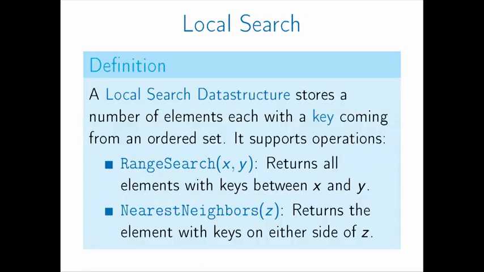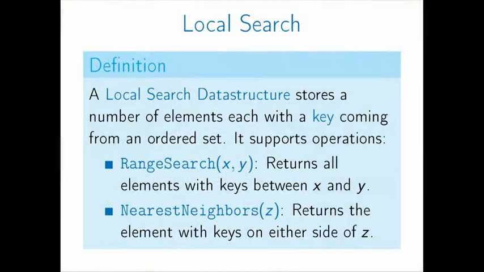Now, all of these are examples of what we might call a local search problem. What you want for them is a data structure that stores a bunch of elements. Each of them has some key that comes from a linearly ordered set. Something like a word sorted by alphabetical order, or a date, or a height, or something like that. And we want this data structure to support some operations.